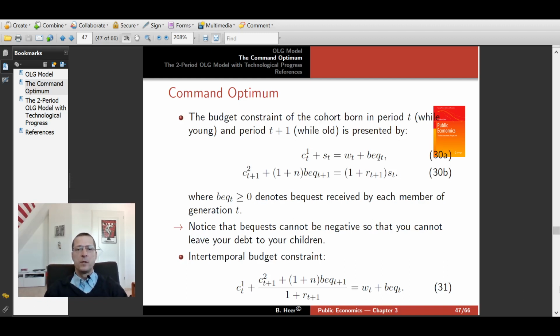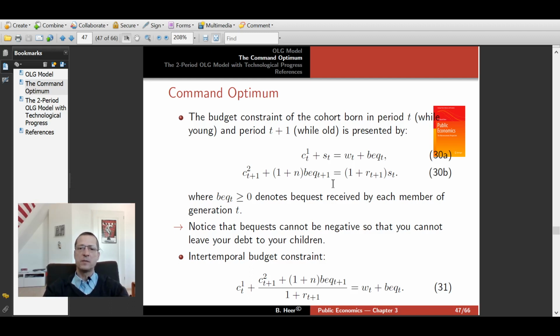Now let's look at the budget constraint. In the first period we work, get the wage rate w_t, and we work 1 unit of labor inelastically. So our labor income is also w_t. We receive bequests from our parent, b_t. We spend it on either consumption or savings.